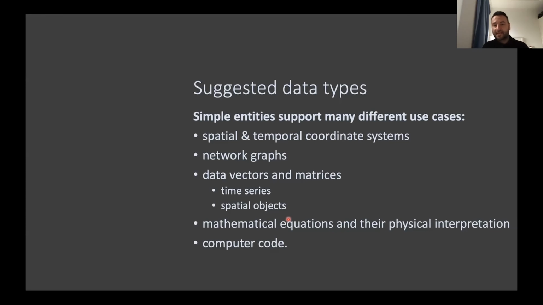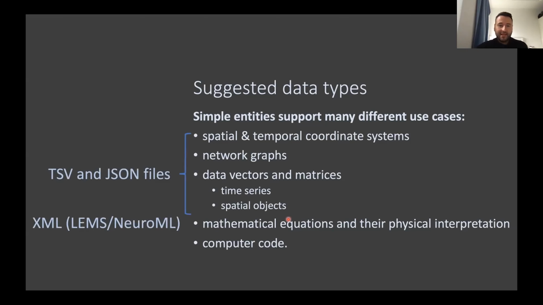Having all of this is nice, but without the computer code, it's still hard to reproduce a result. And often the result depends on the computer code. So we also need the computer code for full reproducibility. The nice thing is that almost all of this can be done with TSV and JSON files. For representing the mathematical equations, LEMS or NeuroML offers itself, and this is currently specified using XML. It's very similar to JSON. And then computer code is harder to standardize, but containerization is helpful.